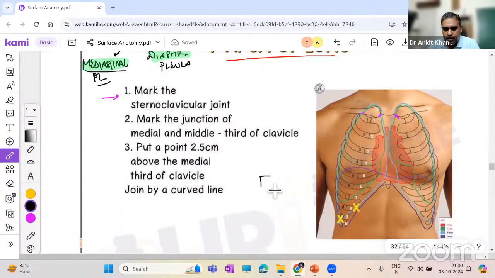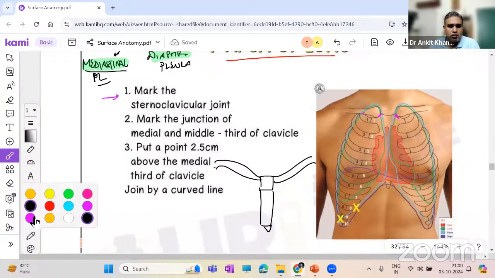Suppose I draw the sternum over here. By this, I hope you can understand better. Imagine the clavicles are attached to the sternum. Point number 1 is the sternoclavicular joint. Now mark the junction of the medial and middle third of the clavicle. So divide the clavicle into 3 parts. Let's say these are the 3 parts of the clavicle. Point number 2 is between the medial and middle third. This is point number 2 over here.